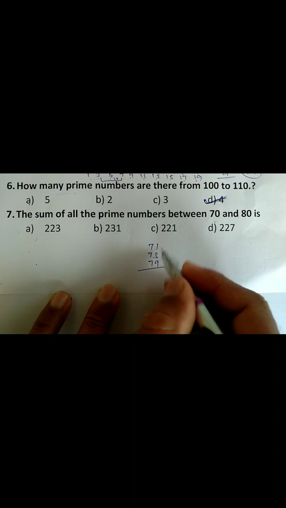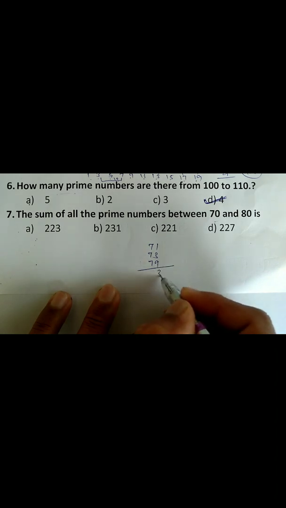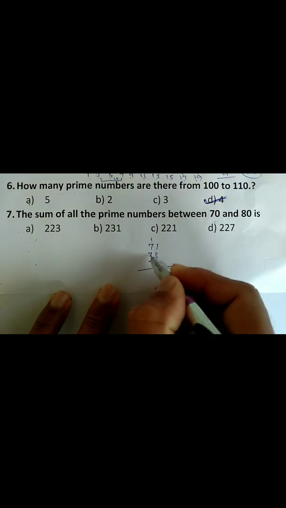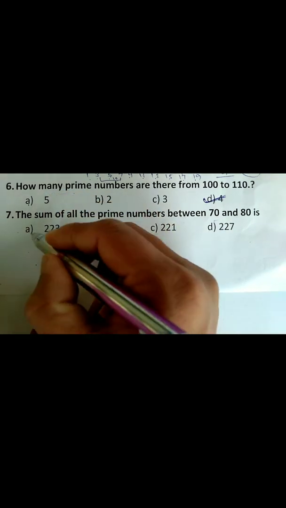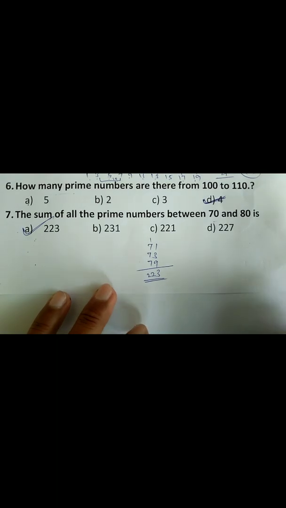3 plus 1 plus 9 becomes 13, 3 and 1 carry. 7 3s are 21 plus 1 is 22, so 223 is the correct option. The option number B is the correct answer. Okay.